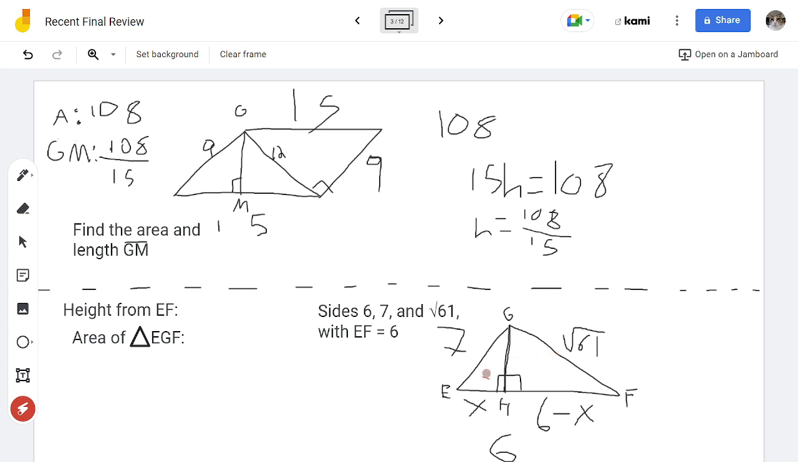Because both of these are right angles, so we can actually use the Pythagorean theorem. And that's kind of how you go about solving this problem. I'm not going to solve it right now, but I do recommend that you pause this video and walk through this problem yourself.